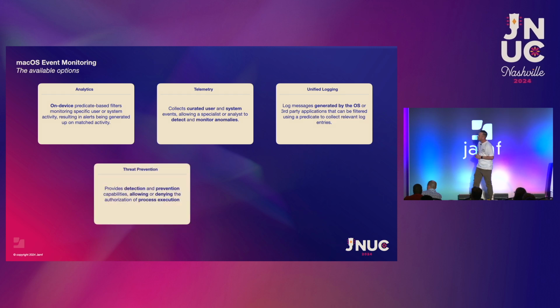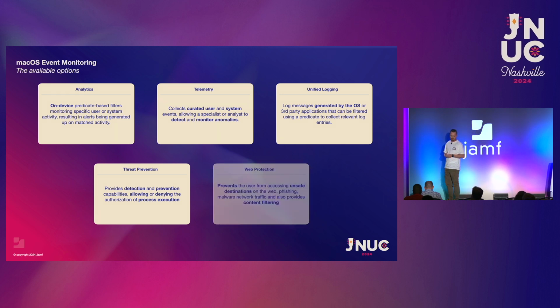Then secondly, threat prevention. Threat prevention monitors all process executions from either a macOS executable or a particular script that has been executed. And if there's a match, the execution will either be allowed or denied, and the related programs will be put into quarantine, and an alert will be generated. And then lastly, we do have web protection, which can help prevent your user from navigating to unsafe destinations on the web, like phishing, malware network traffic, or potential content filter policies you've put into place.